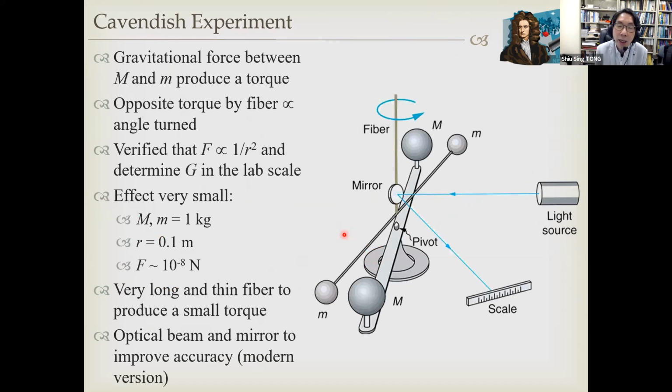Now, in the 19th century, an English experimentalist, Cavendish, did an ingenious experiment to find out the value of the gravitational constant G. Now, why is this necessary? Why is it necessary to find the gravitational constant G with a laboratory scale experiment? Can I measure the value of G by observing the motion of planets around the sun in our solar system? Or can I find the value of G by observing the motion of the moon around the Earth?